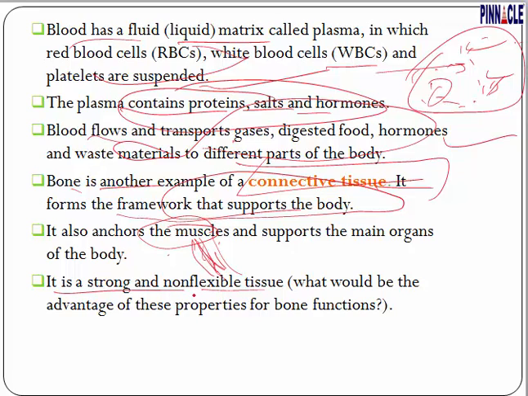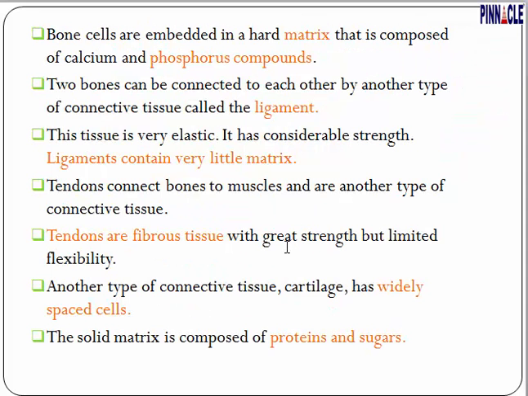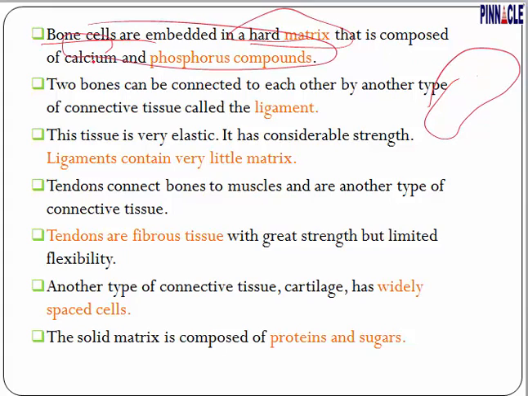It is a strong, non-flexible tissue. What would be the advantage of this property for bone function, being strong and not flexible? It provides structure, support, and connection to the body. Bone cells are embedded in a hard matrix. Here the matrix, as compared to blood, is hard. What is the composition? Calcium and phosphorus compounds. The matrix is made of, very important, calcium and phosphorus. These are present in the matrix of bone.